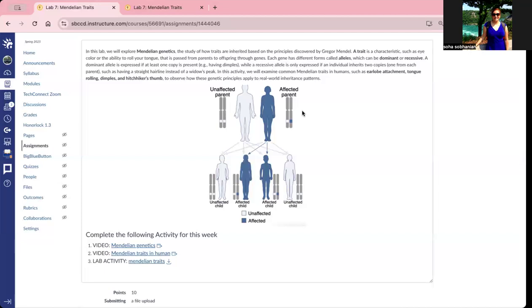So the first thing you need to do for this lab is to watch the first two videos that I have made available. And again, the second one is more focused on showing you what those traits actually look like, so when you're doing the lab activity, you understand what you're actually looking for in terms of the traits.